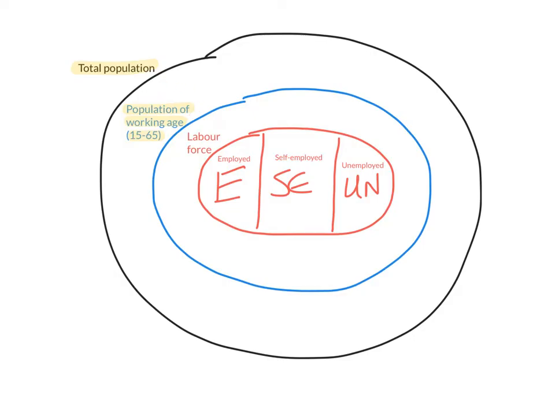Now, not everyone of working age is necessarily part of the labor force. So what makes up the labor force? Well, the labor force consists, as I said earlier, of those who are employed. Okay, so they have jobs from businesses that employ them. Those who are self-employed, they are their own bosses, and those that are unemployed. And that's why the unemployment rate is the number of people that are unemployed divided by the total size of just the labor force, just this red oval in the middle here, multiplied by 100.